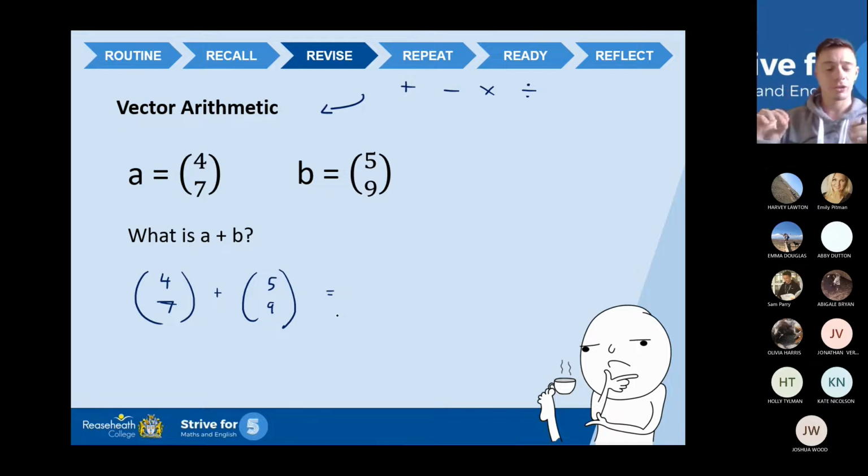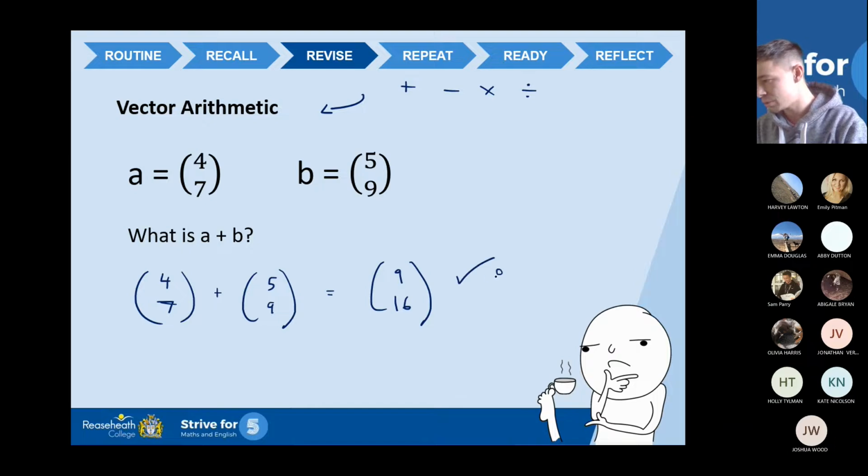Right, add across the top, add across the bottom. That's all we need to do. So 4 add 5 is 9. 7 add 9 is 16. Done. That's it. We don't have to make it complicated. If we're adding them, we add the top numbers together, we add the bottom numbers, happy days, okay?